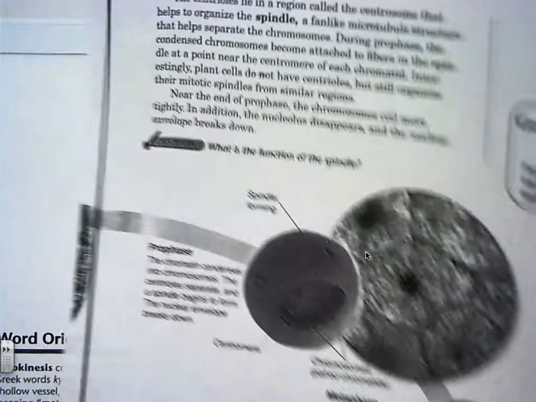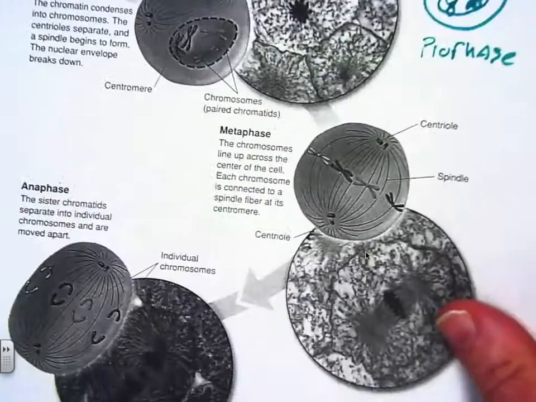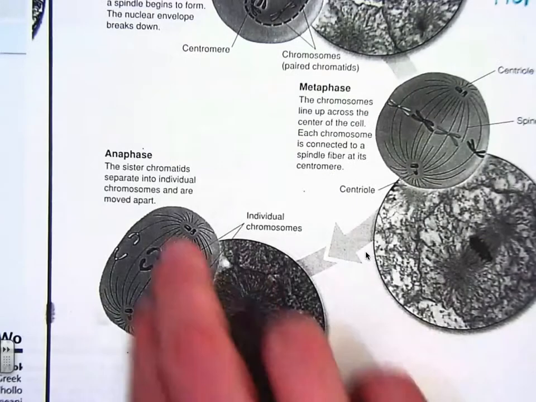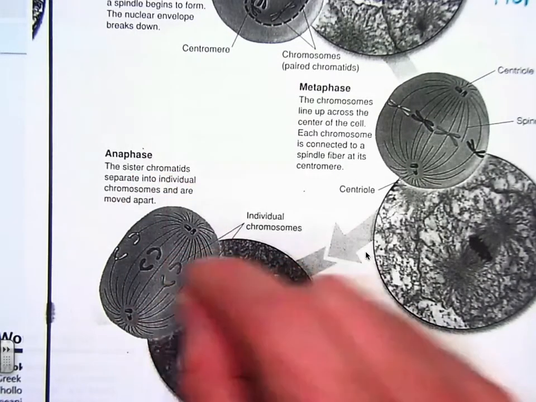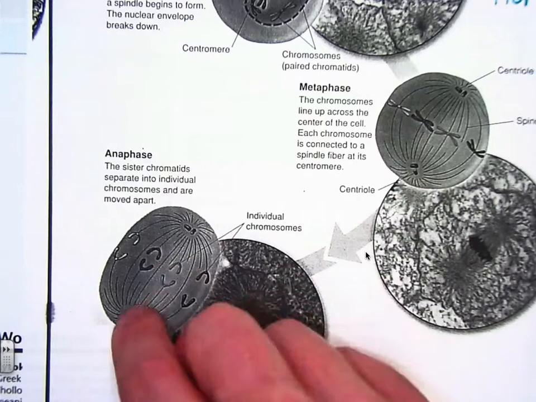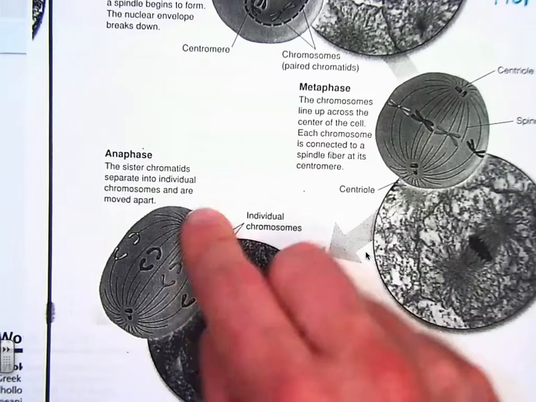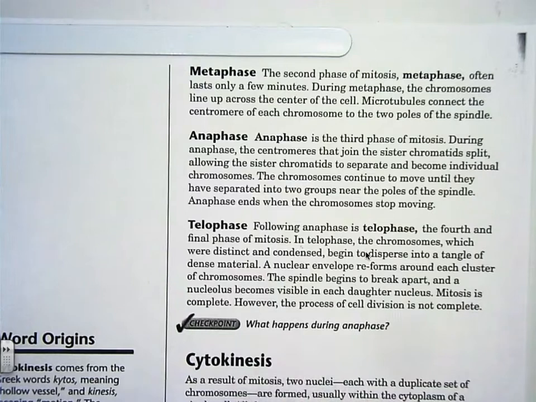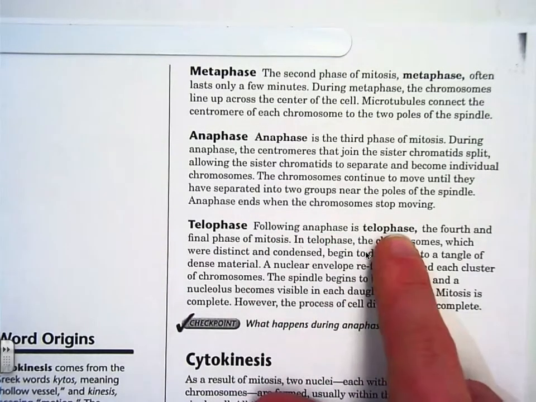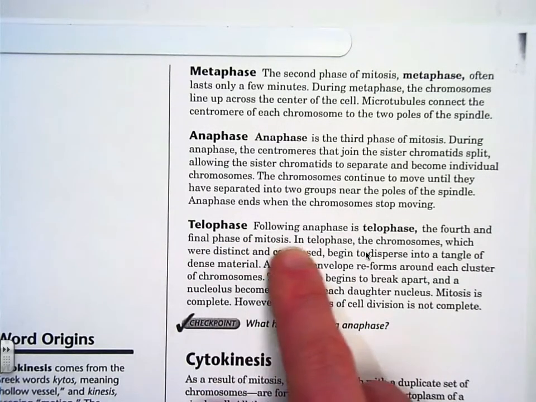Alright, so here's anaphase, and that is when the chromosomes are actually moving apart. It ends when the chromosomes are at the poles and stop moving. Anaphase. And finally, telophase. Following anaphase is telophase, the fourth and final phase of mitosis.